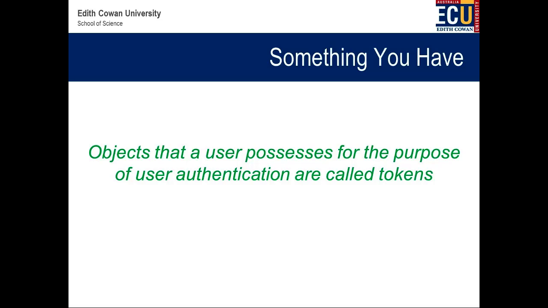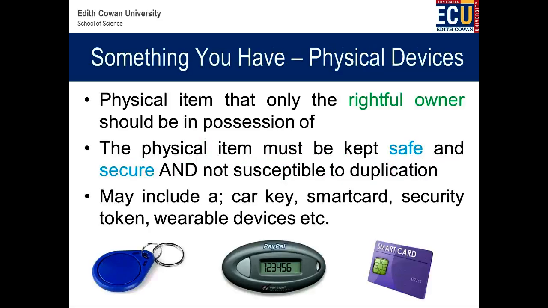So how can we define something you have or something you possess? The objects that a user possesses for the purpose of user authentication are called tokens. So essentially, when we talk about something you have, we are talking about tokens. Common examples of tokens are a car key, smart cards, security tokens, and your wearable devices. Your ATM card is an example of something you have.